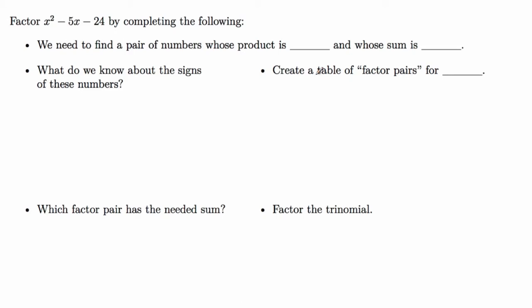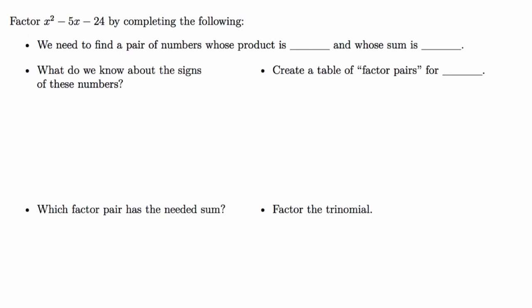Now it's your turn to factor the trinomial x squared minus 5x minus 24 by working through each of the following steps. If you've not yet completed this example on your own, please pause the video, go through this example on your own first, then return to the video to check your work.